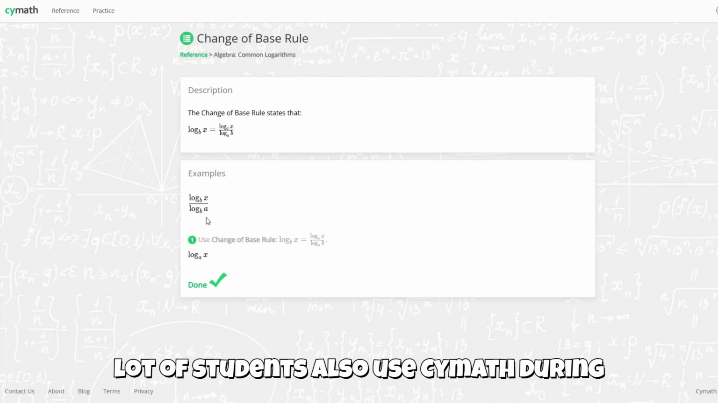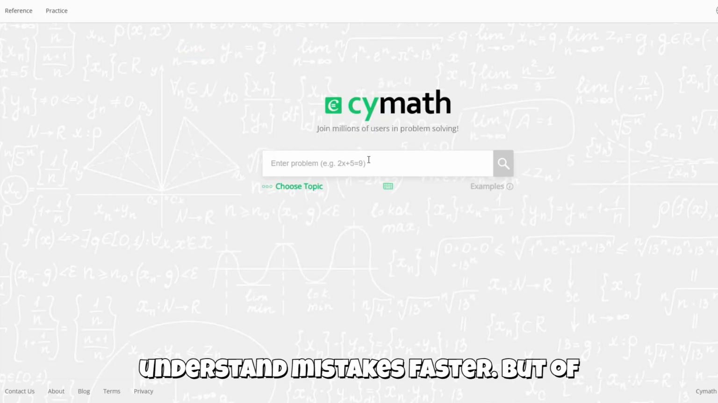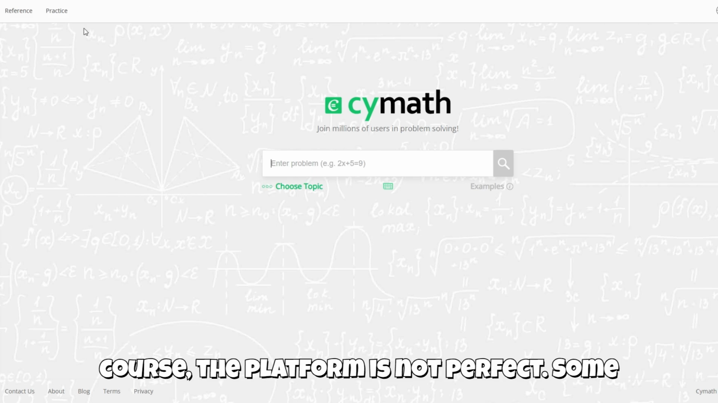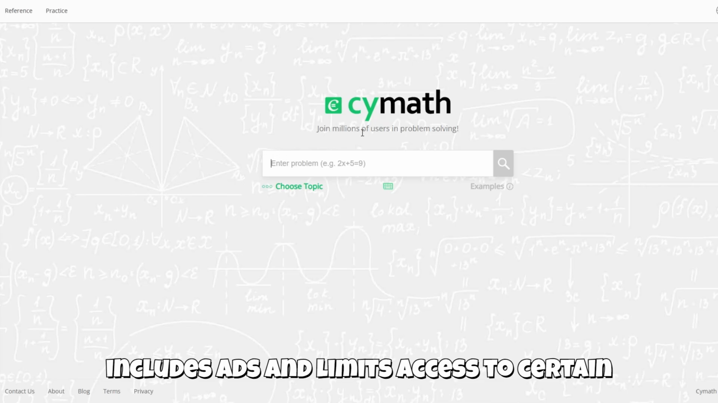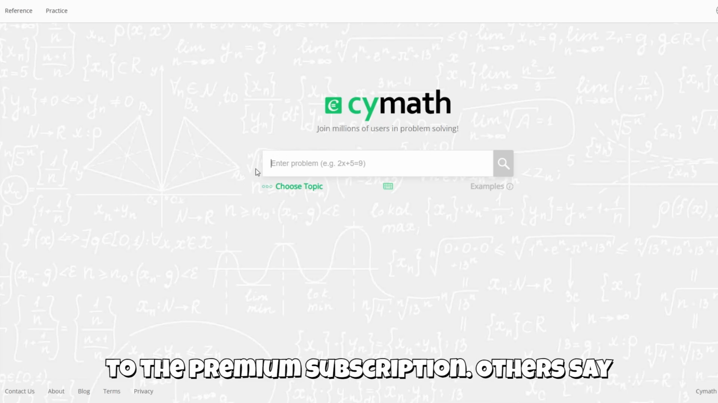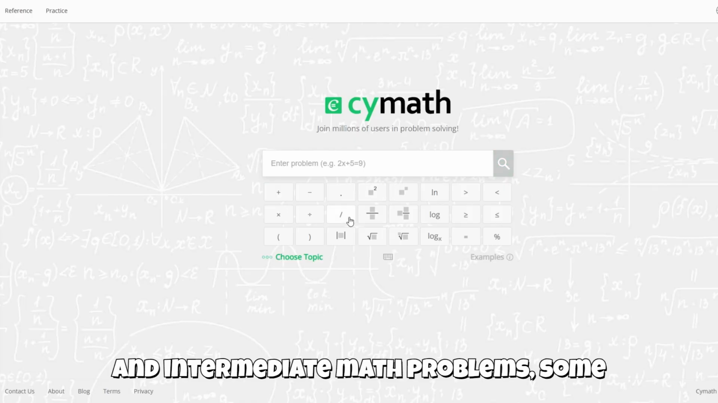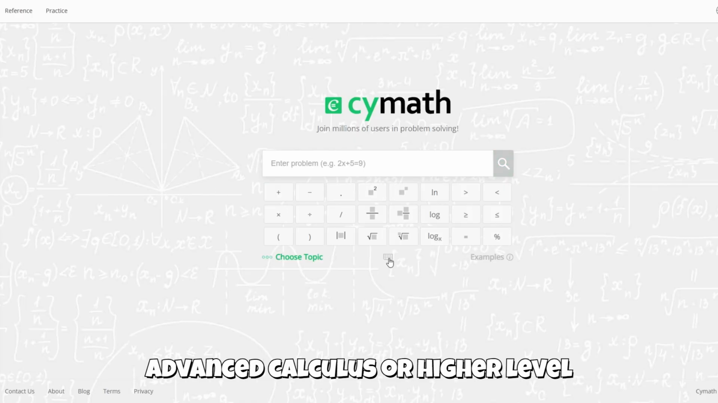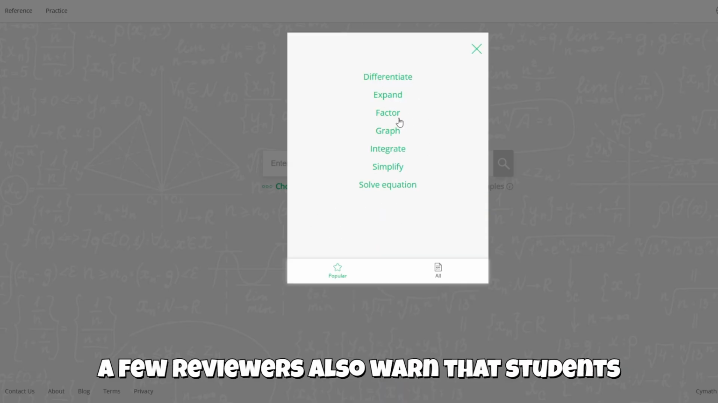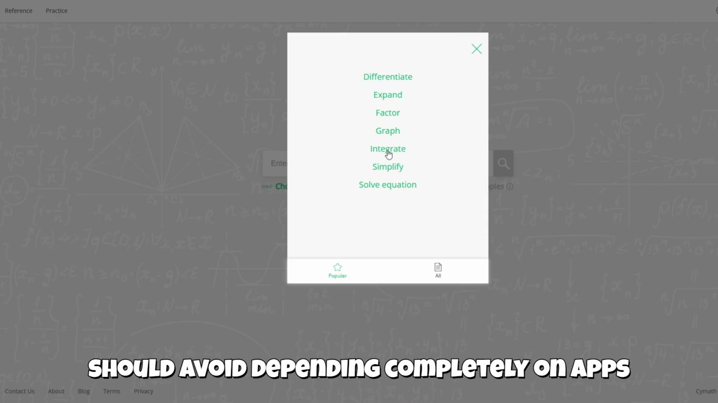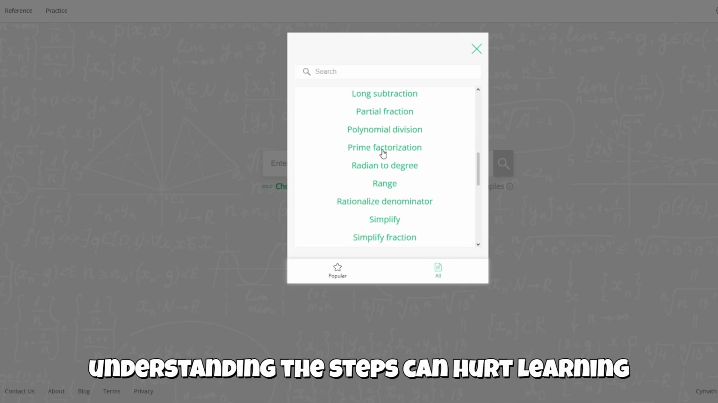A lot of students also use Cymath during exam preparation because it allows them to quickly check homework answers and understand mistakes faster. But of course, the platform is not perfect. Some users mention that the free version includes ads and limits access to certain advanced explanations unless you upgrade to the premium subscription. Others say that while Cymath is excellent for basic and intermediate math problems, some advanced calculus or higher-level questions may still require more detailed explanations from teachers or textbooks. A few reviewers also warn that students should avoid depending completely on apps like this because copying answers without understanding the steps can hurt learning over time.